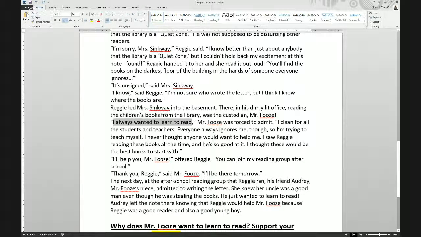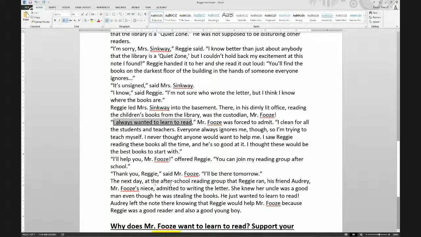Mr. Foos was forced to admit, I clean for all the students and teachers. Everyone always ignores me though, so I'm trying to teach myself. I never thought anyone would want to help me. I saw Reggie reading these books all the time, and he's so good at it. I thought these would be the best books to start with. I'll help you, Mr. Foos, offered Reggie. You can join my reading group after school. Thank you, Reggie, said Mr. Foos. I'll be there tomorrow.